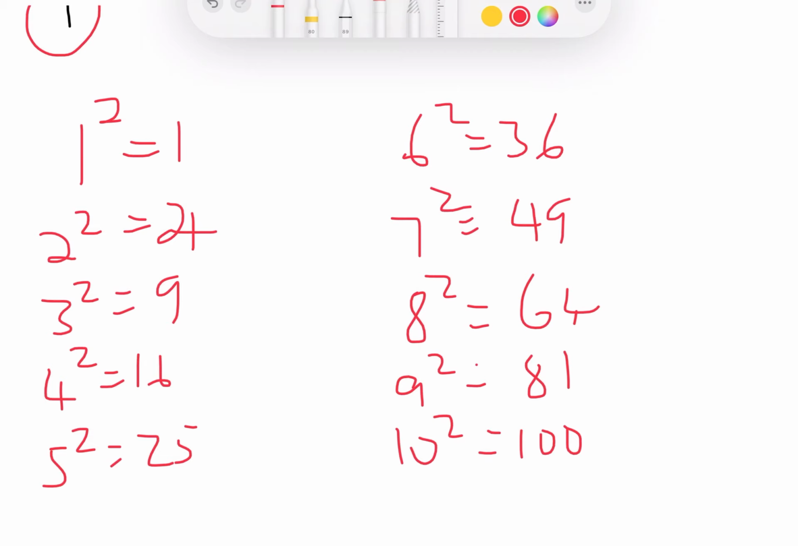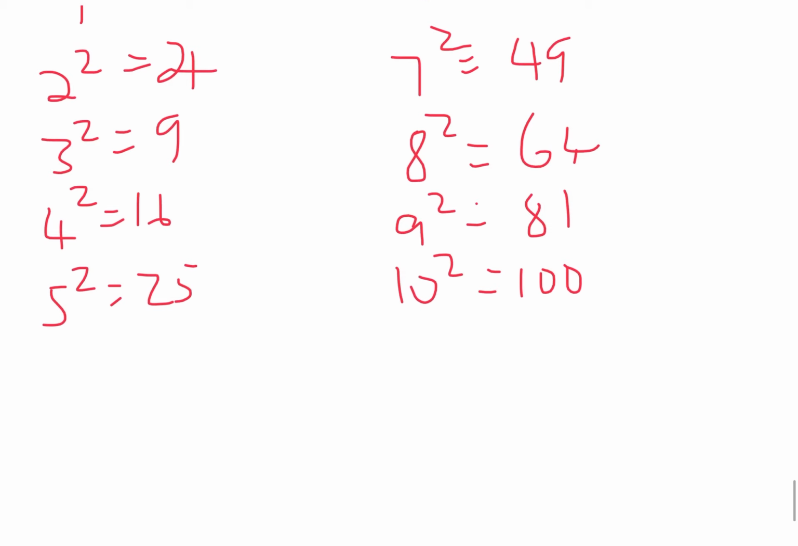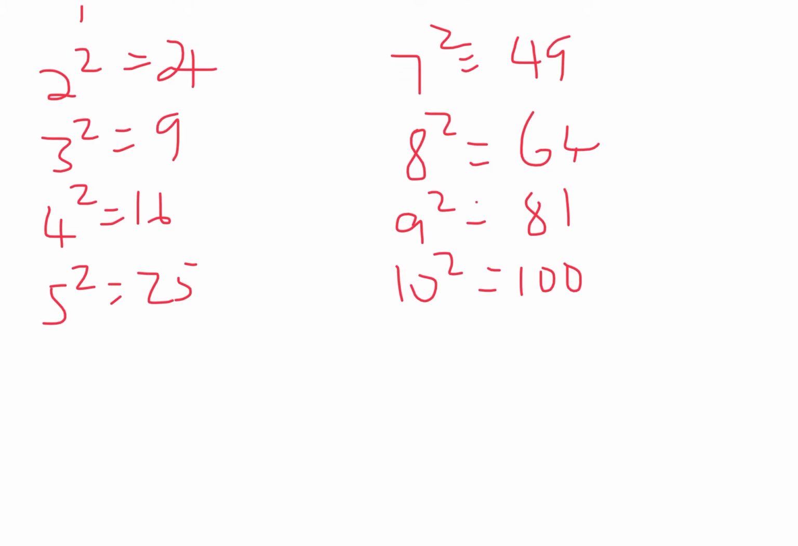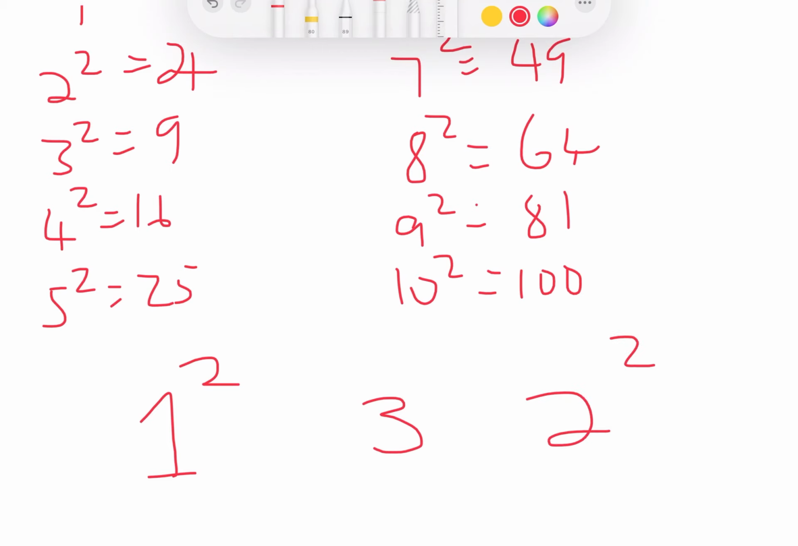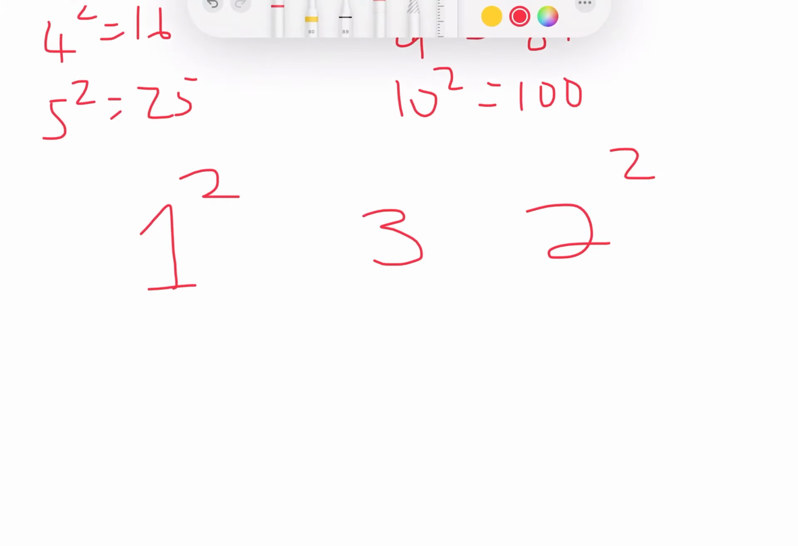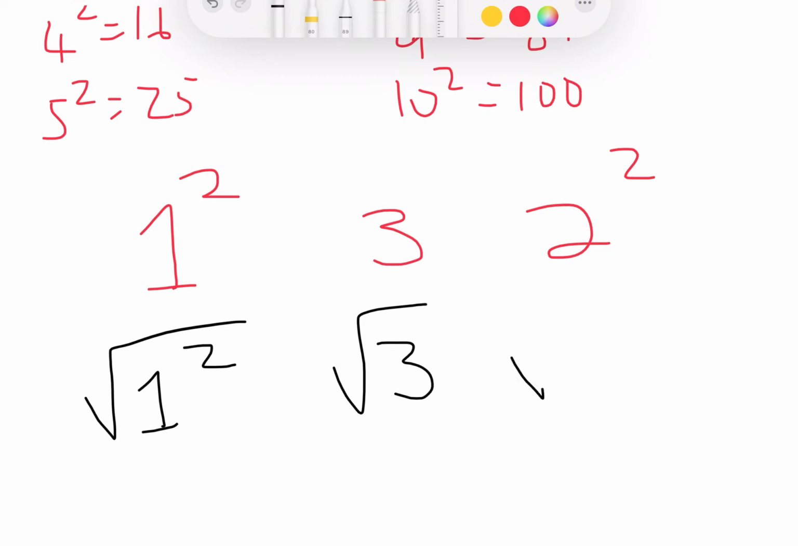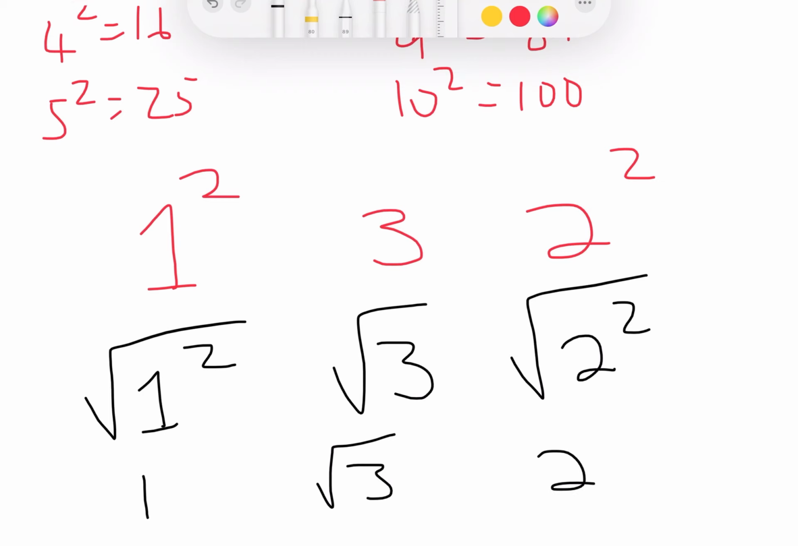As we can see, the reverse of a square would be applying a square root, right? So basically, if we were to line up 1 squared, line it up with 3 and 2 squared, and then afterwards say, hey, let's now apply the square root of 1 squared, the square root of 3, and the square root of 2 squared. What do you get for the square root of 1 squared? That's just the 1. Square root of 3 is square root of 3, and the square root of 2 squared is a what? It's a 2, whole number 2.